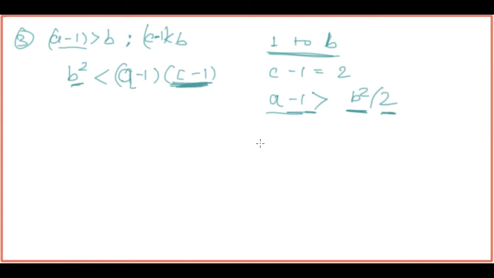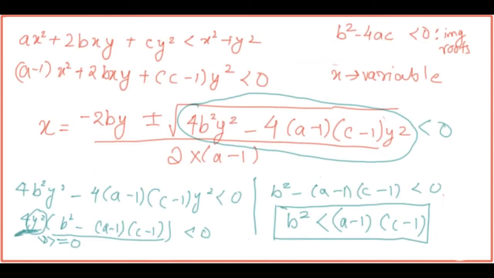Similarly for c, right, I can just consider a minus 1 equal to 1 to b, whatever it is. Let's just say this is j, then c minus 1 should be greater than b square by j, right? Integer value, right? This should be greater because a, b, c are supposed to have only integer values, right? Now these two formulas are the basic things required to solve this question, and just simplification, right? I will just walk you through the code.